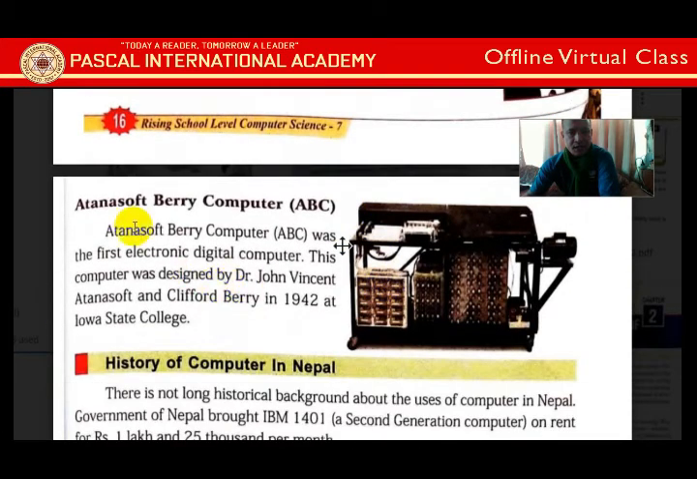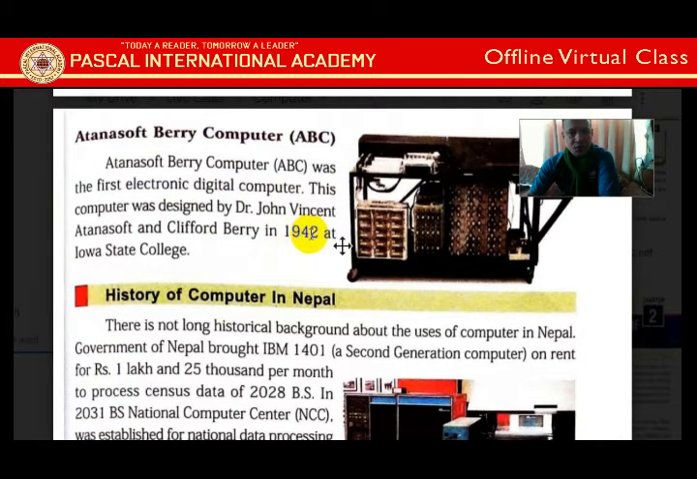Next one is ABC, the Atanasoff-Berry Computer. The Atanasoff-Berry Computer was the first electronic digital computer, not electromechanical only, but digital also, that can give you digital output. This computer was designed by Dr. John Vincent Atanasoff and Clifford Berry in 1942 at Iowa State College. Two persons made this: John Vincent Atanasoff and Clifford Berry. That's why its name is ABC, Atanasoff-Berry Computer. It was devised in 1942 at Iowa State College.